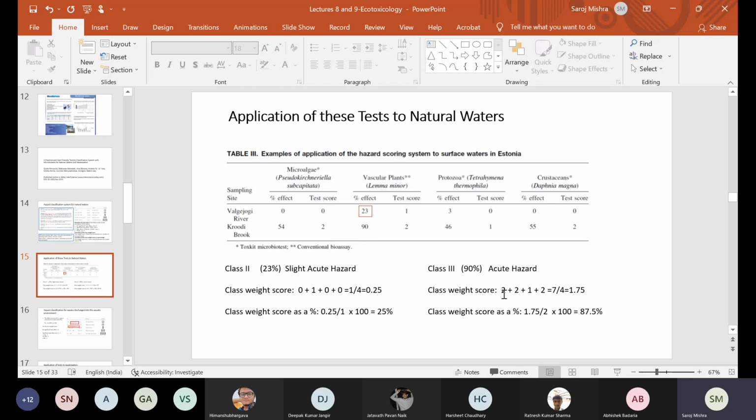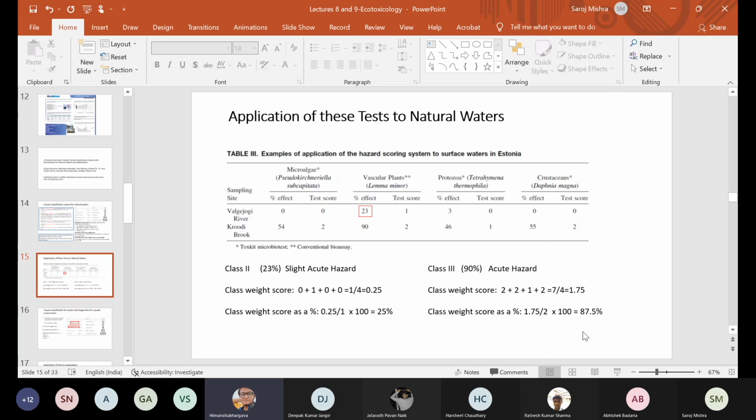You see, you have 2 plus 2 plus 1 plus 2. So all of the test scores are added to 7 and they are divided by 4, the number of tests performed, and the value is 1.75. And then in the class weight score as a percentage, you have 1.75 which is divided by 2, which is the highest score which you get, which was actually 2. So that way you get 87.5% as the class weight score.